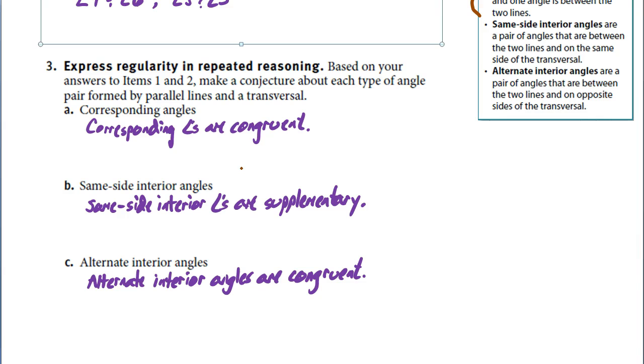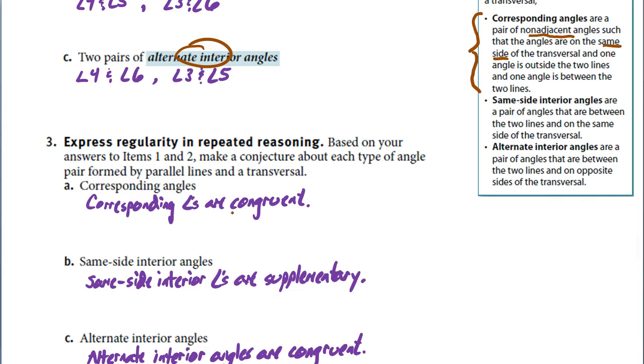Number 3, based on your answers to items 1 and 2, make a conjecture about each type of angle formed by parallel lines and a transversal. So first of all, the corresponding angles. Notice that angle 1 is 115 and its corresponding angle, angle 5, is 115. They are congruent. Notice that angle 2, 65, and angle 6, 65, those corresponding angles are congruent. Notice that angle 3, 115, and angle 8, 115, those corresponding angles are congruent. So I think we can say that corresponding angles are congruent.